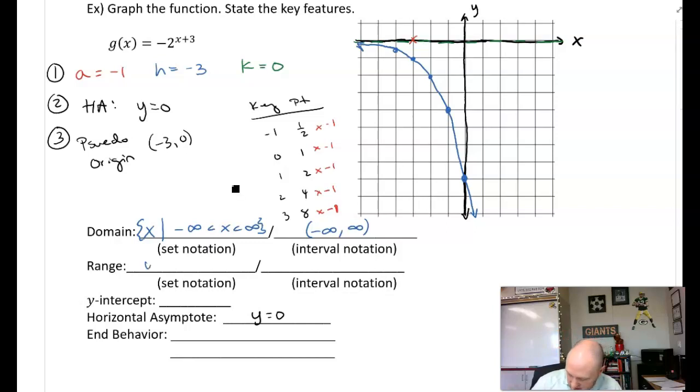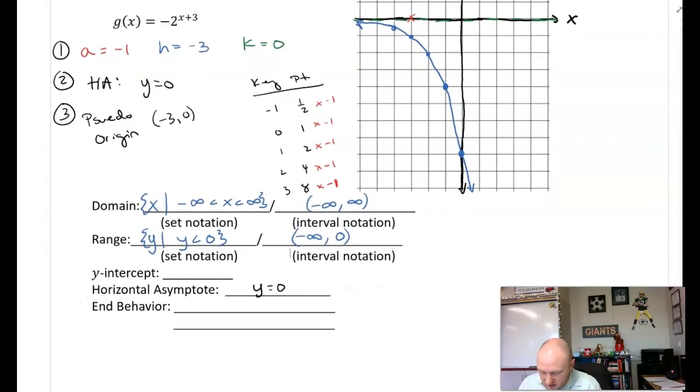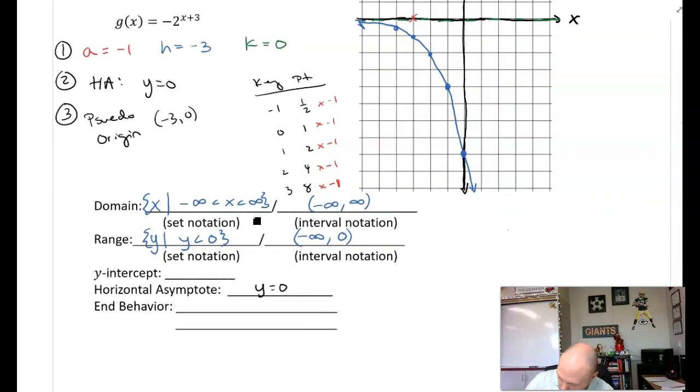So this is the y values, where y is less than 0. In interval notation, that's going to be negative infinity to 0. Our y-intercept, this time I don't have to evaluate g of 0, although if you did want to evaluate your y-intercept, you could go ahead and compute that. However, this one is given on the graph to us. It's one of our key points, (0, -8).